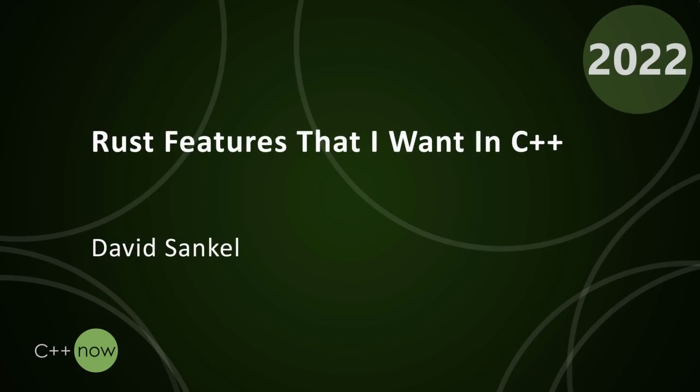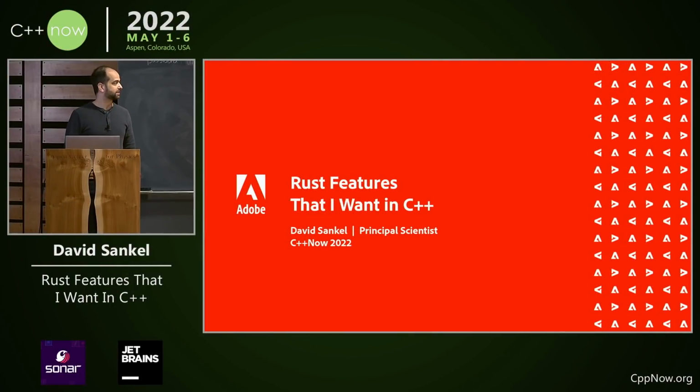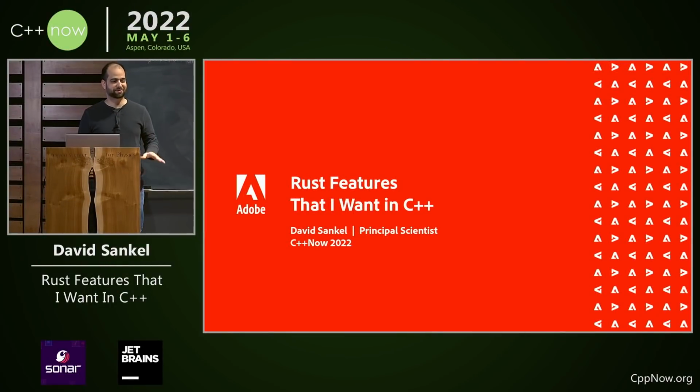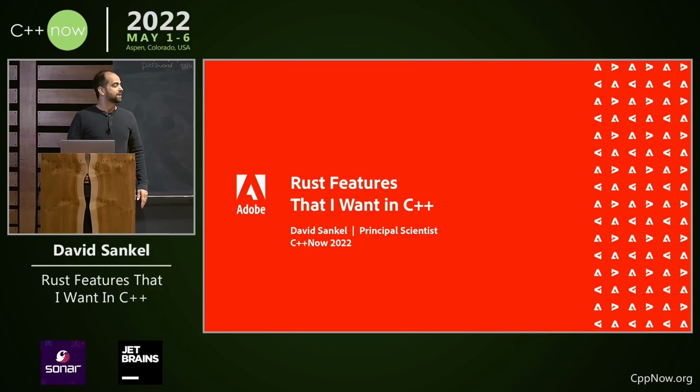Hello, everybody. I am David Sankel, and this talk is about Rust features that I want in C++. I am a principal scientist at Adobe. Well, that's half true. I will be a principal scientist at Adobe in like 2 weeks, but close enough.